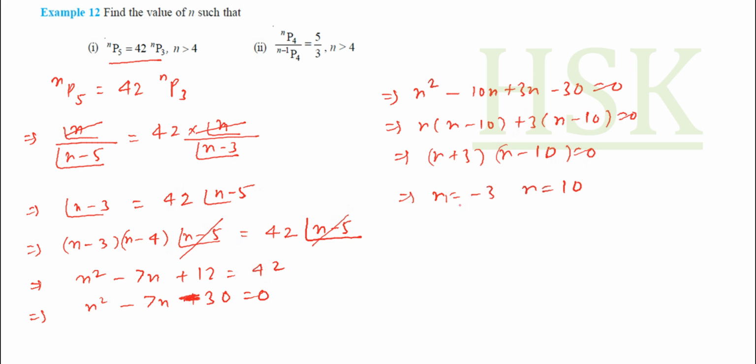So n is equal to minus 3 is not possible. Negative number, n is always positive. So I obtain here n is equal to 10. This is my required answer for the first part.